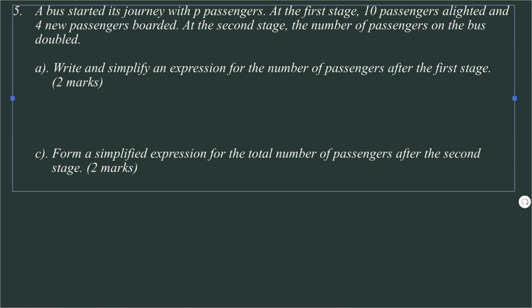5. A bus started its journey with P passengers. At the first stage, 10 passengers alighted and 4 new passengers boarded. At the second stage, the number of passengers on the bus doubled. A. Write and simplify an expression for the number of passengers after the first stage. 2 marks. B. Form a simplified expression for the total number of passengers after the second stage. 2 marks.